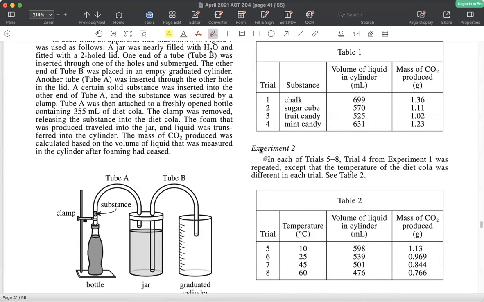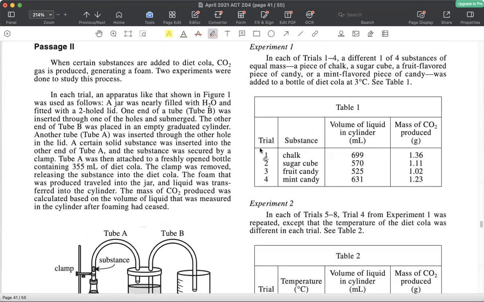Another tube, tube A, was inserted through the other hole in the lid. A certain solid substance was inserted into the other end of tube A, and the substance was secured by a clamp. Okay. Tube A was then attached to a freshly opened bottle containing 355 ml of Diet Cola. The clamp was removed, releasing the substance into the Diet Cola. The foam that was produced traveled into the jar and liquid was transferred into the cylinder. The mass of CO2 produced was calculated based on the volume of liquid that was measured in the cylinder after foaming had ceased. Okay.